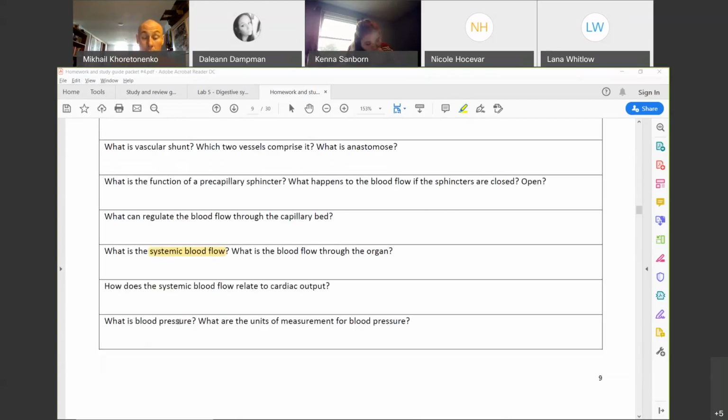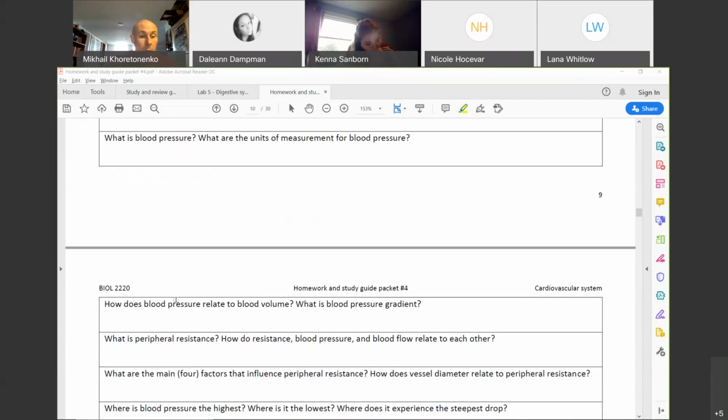Blood pressure is the pressure we measure in the systemic circuit usually. The unit of measurement is millimeters of mercury. So the higher blood volume corresponds to the higher blood pressure. Now, blood pressure gradient, I really want you to understand this. Blood pressure is the highest in the aorta, basically at the heart. Like when the heart pumps, that's the highest blood pressure. It's the lowest in the right atrium, basically at the entrance to the right atrium. It's basically zero.